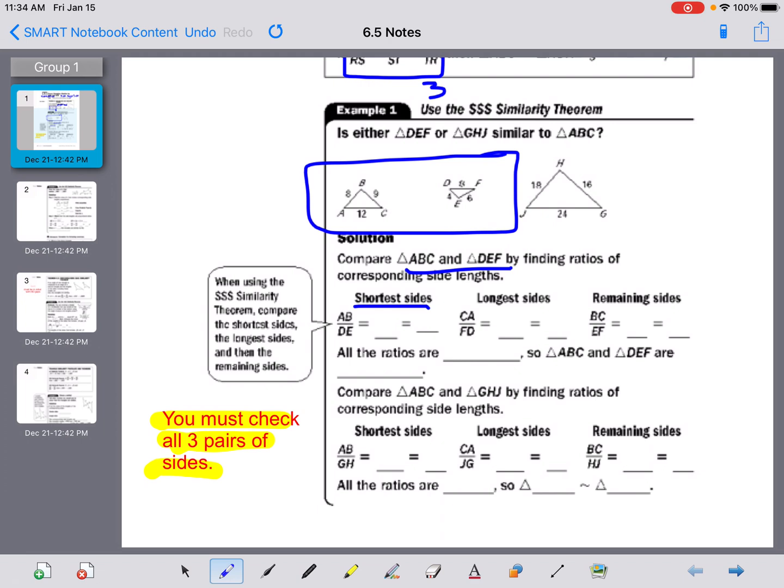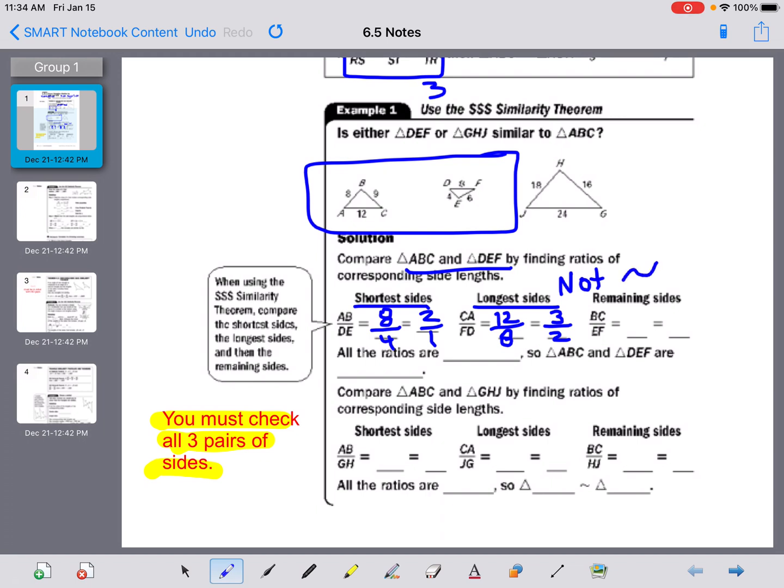On ABC, I see the shortest side is 8, and on DEF, I see the shortest side is 4. Okay, so I set up my ratio. I always reduce to lowest terms, and there's my first one. So now I go to my second one for the longest sides. Again, choose a category so you know which two you're looking for. The longest side on ABC is 12. The longest side on DEF is 8. I can divide both by 4, and I get 3 over 2. Now, to be honest, we can stop right there because I already see the ratios are not the same, so I know they're not similar. I'll check the remaining sides just to see.